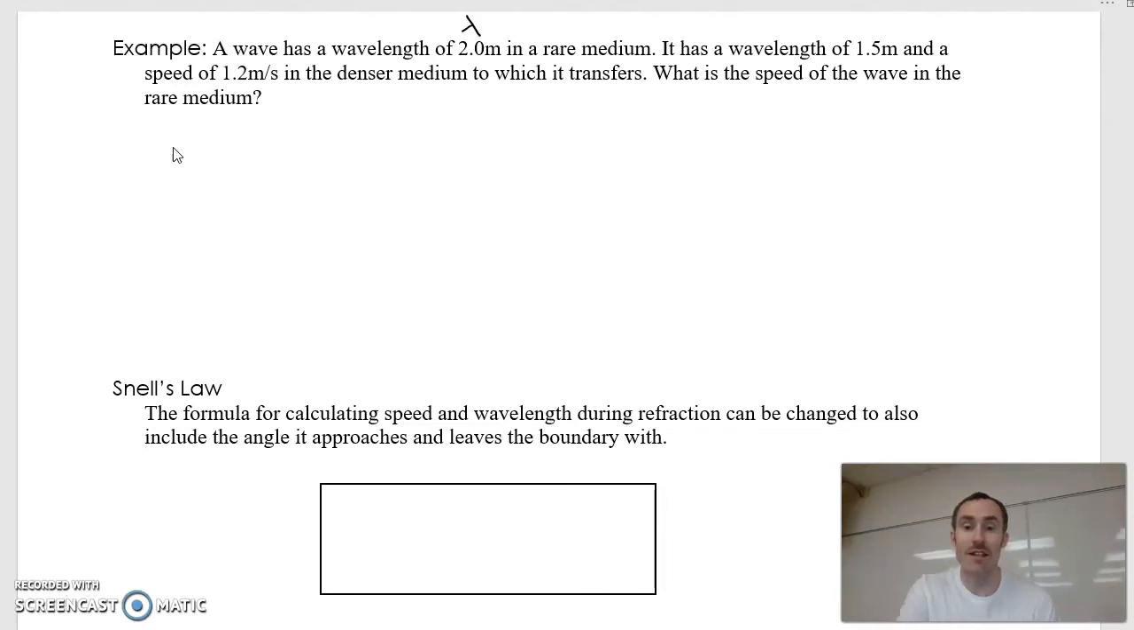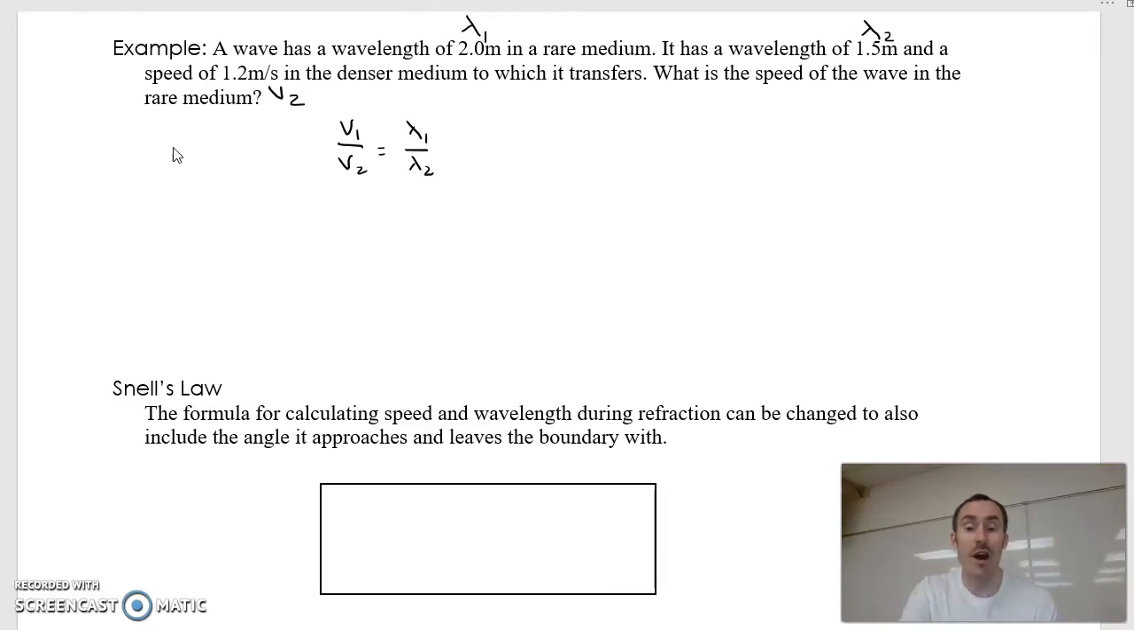So in the rare medium, that's the first one, it has a wavelength of 2 meters. So this is λ1. It has a wavelength of 1.5 meters and a speed of 1.2 meters per second in the denser medium. So that would be λ2. And the speed is v2 in the denser medium. And so we're supposed to solve for the speed in the rare medium. And so it goes like this. v1 over v2 is equal to λ1 over λ2.